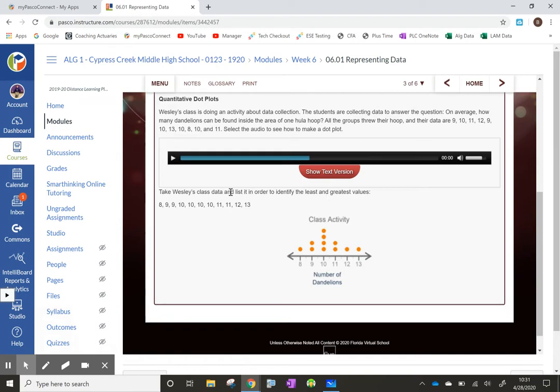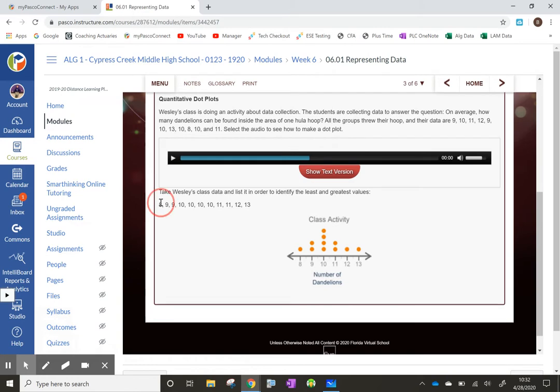So for this example, Wesley's class has collected data on how many dandelions can be found inside the area of one hula hoop, apparently. So all the groups threw their hoop and collected their data. One group had 9 dandelions inside their hula hoop. Another group had 10 dandelions. Another group had 11 dandelions, right? So you get the idea. They've recorded how many dandelions are inside each hula hoop.